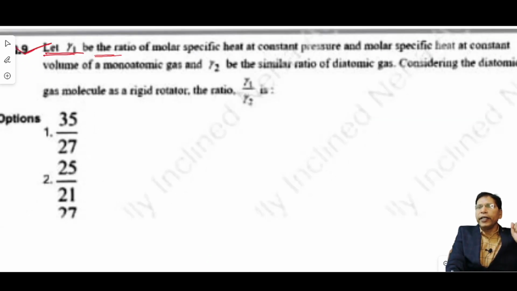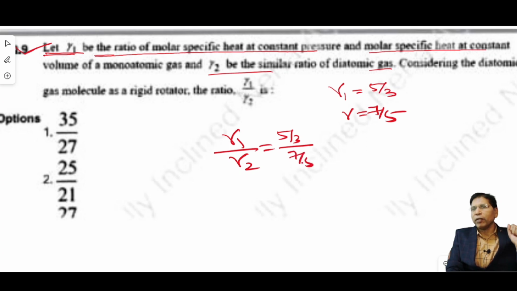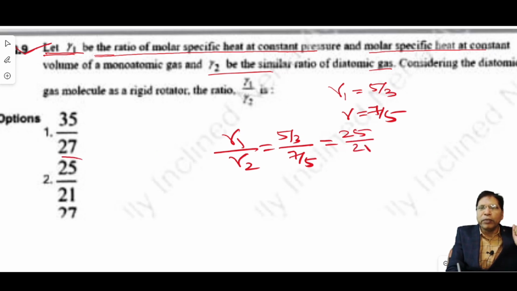Question number 9. Let gamma 1 be the ratio of molar specific heat at constant pressure and molar specific heat at constant volume for monatomic gas, and gamma 2 for the diatomic gas. Now you know gamma 1 is 5 by 3. What is gamma 2? This is 7 by 5. So the ratio of gamma 1 divided by gamma 2 is 5 by 3 divided by 7 by 5. So this is 25 by 21. Option B is correct.